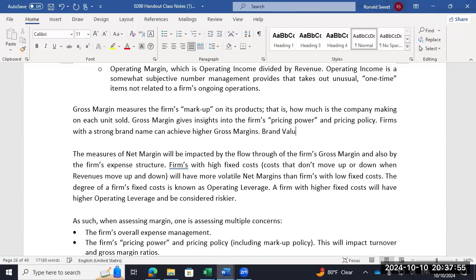So gross margin is really a measure of your brand value. Higher gross margins means you have higher brand value. It also talks about your pricing power. So we saw inflation in 2022 for firms like General Mills and Procter & Gamble. They were asking the question, how much of that inflation can they pass on to their customers by raising their price? So there's a very big focus in 2022 on gross margins.